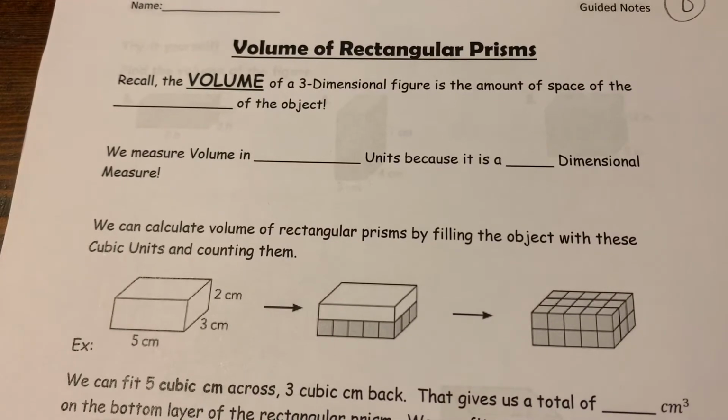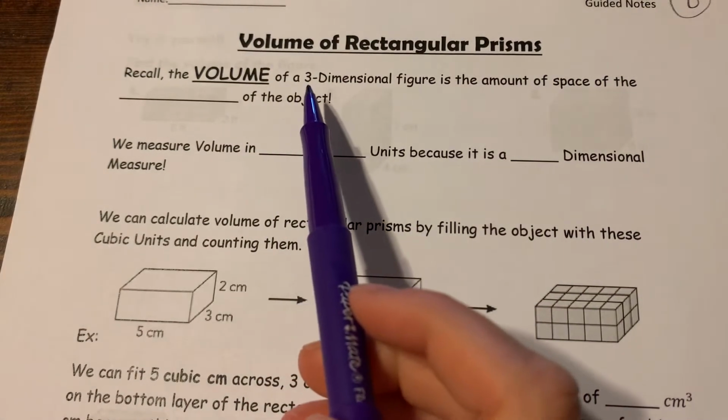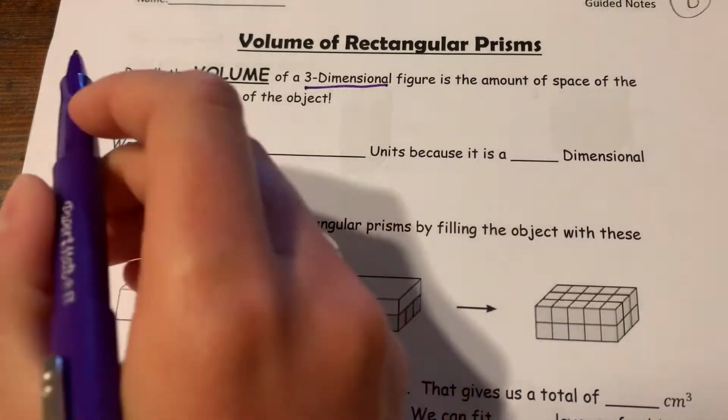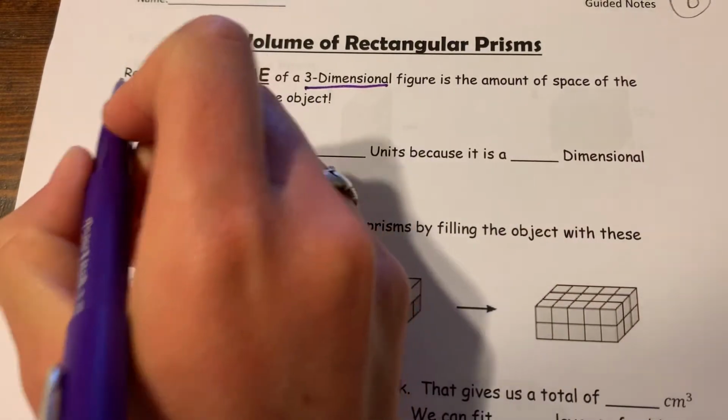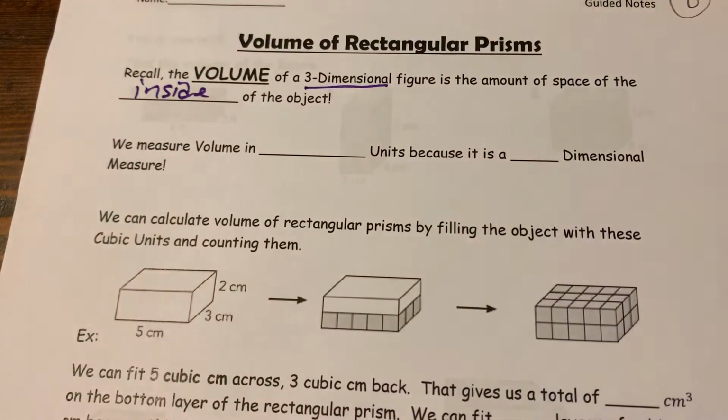All right, so in our last lesson we talked about this idea of cubes and cubic measure, because that is indeed what we use to figure out the volume of three-dimensional figures. And recall, volume is a measure, and it measures the space inside of a three-dimensional figure. So it's the amount of space on the inside of the object.